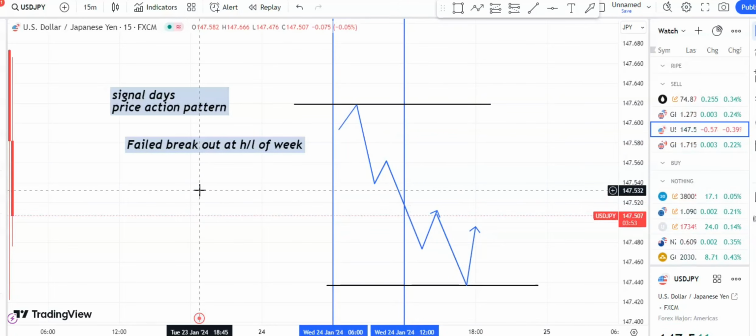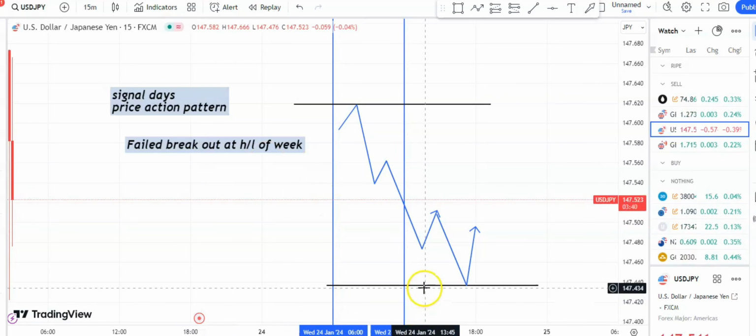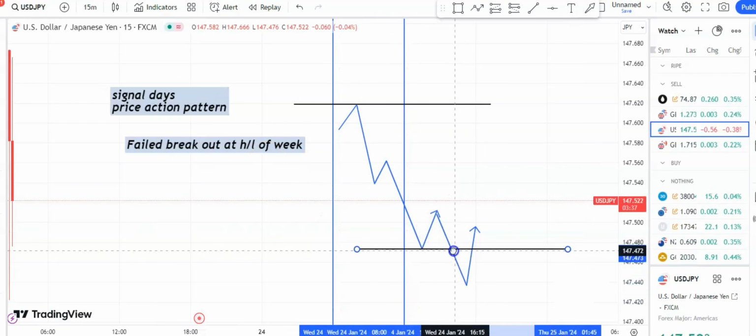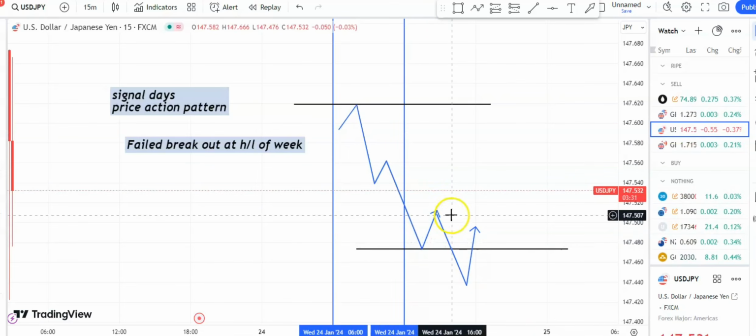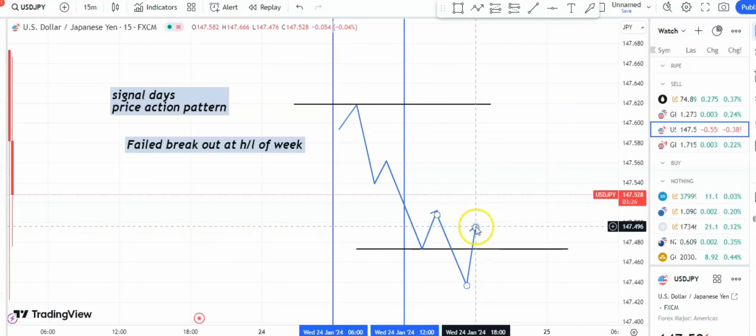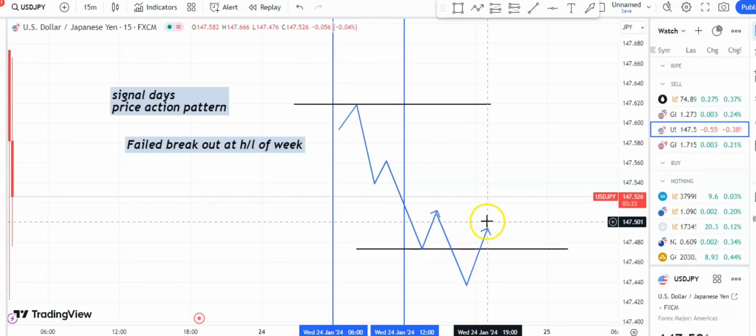Now, as long as you have the high and the low of the week in place and you can see it, then you can identify a failed breakout. How does a failed breakout look like? For example, let's assume this is the low of the week on Tuesday. So on Tuesday sets this low of the week. On Wednesday, price breaks out, but comes and closes back inside of the range on Wednesday.